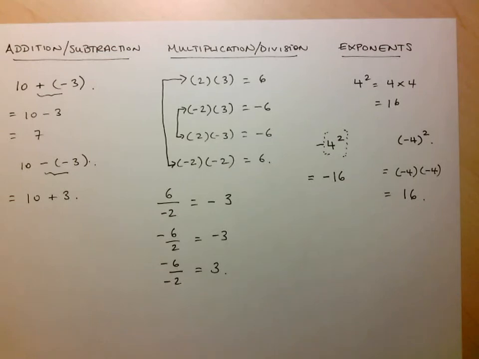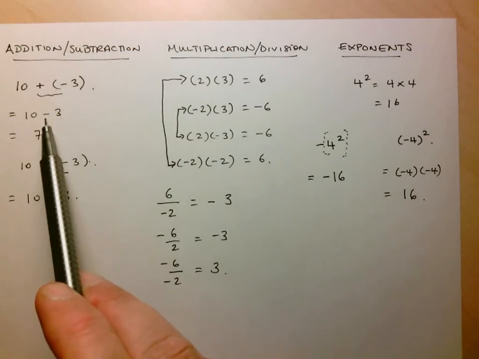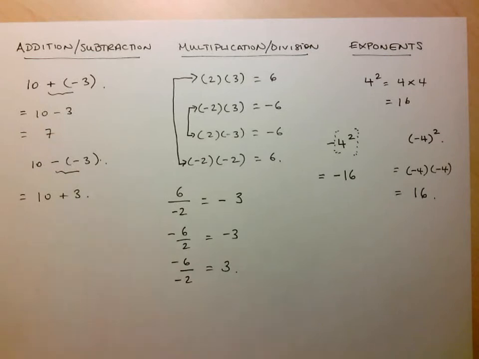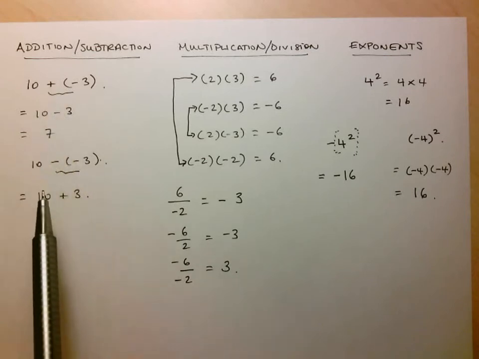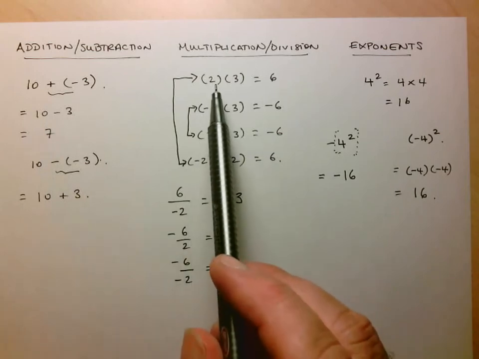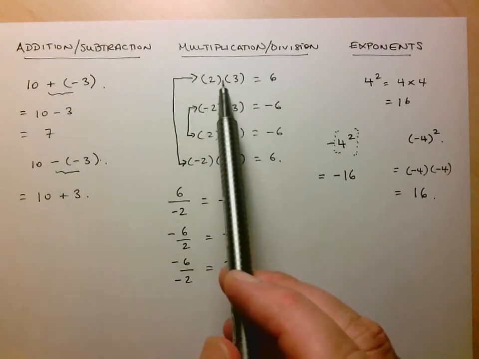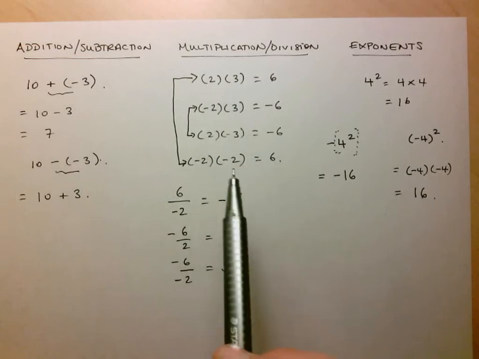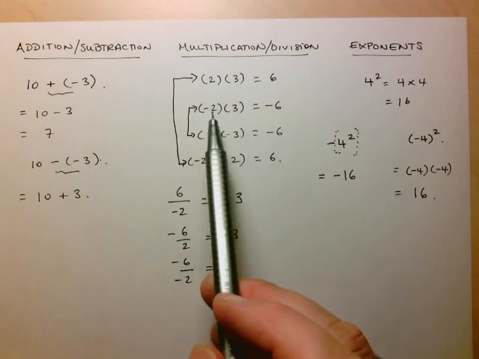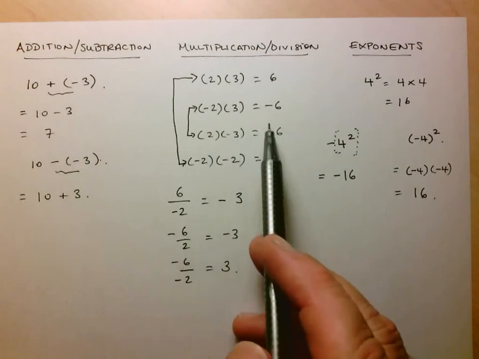Just to do a quick recap: adding a negative number is equivalent to performing a subtraction, and subtracting a negative number is equivalent to performing an addition. These are the rules for addition and subtraction. Once we get to multiplication and division, it has to do with the sign of the individual numbers being multiplied. When the signs are the same, two positives or two negatives, the product or quotient gives you a positive number.